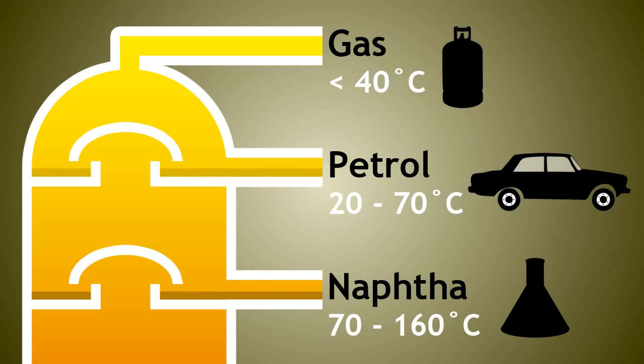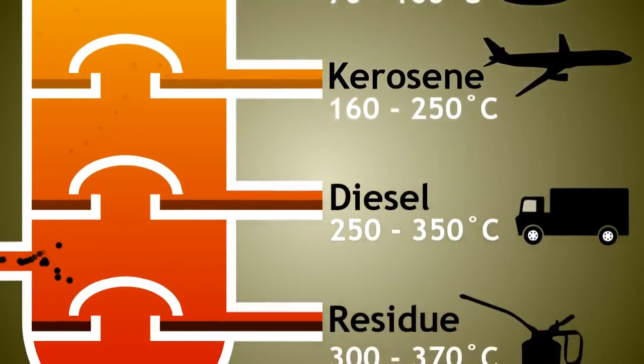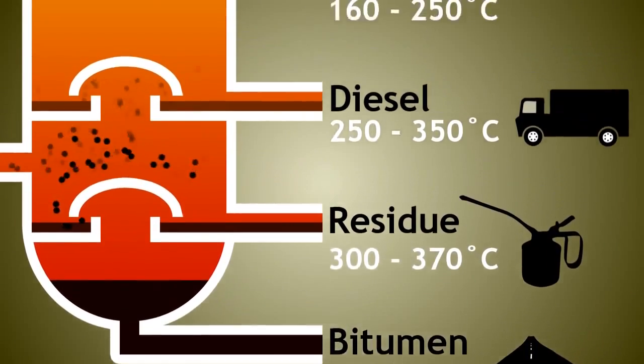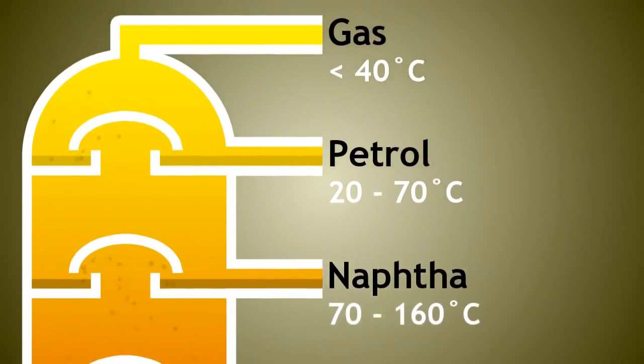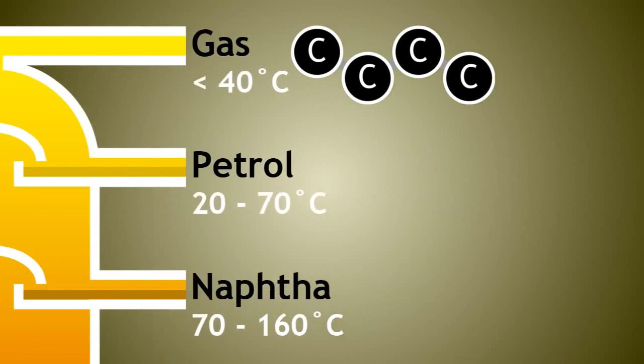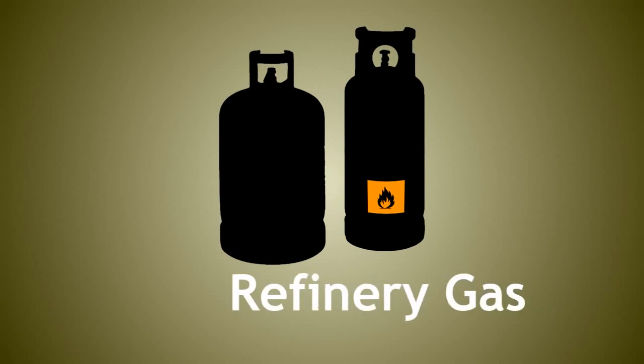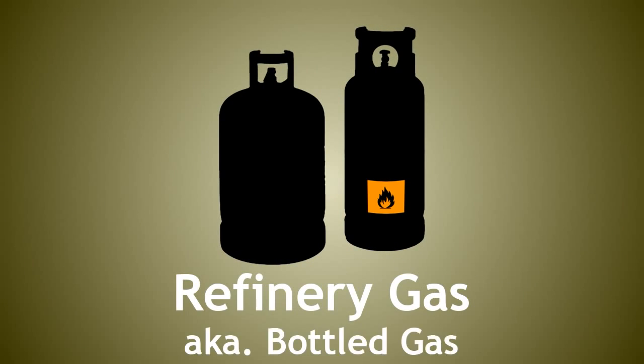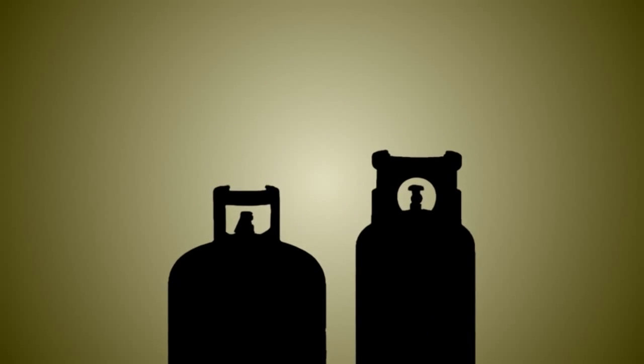We will now take a look at some of the common fractions as we move down from the top of the fractionating column. Some of the smallest molecules are between 1 and 4 carbons in length. This fraction has such a low boiling point that it is still a gas when it is removed from the very top of the fractionating column. This fraction is known as refinery gas or bottled gas. Bottled gas because it can be stored in bottles under high pressure.